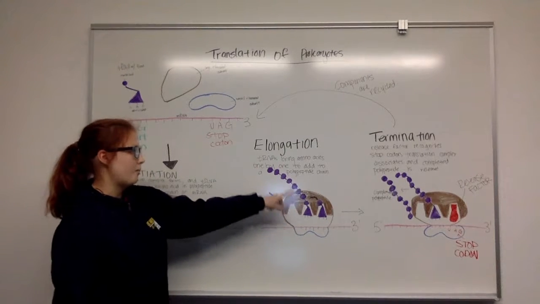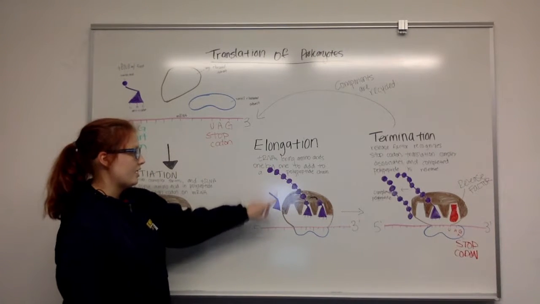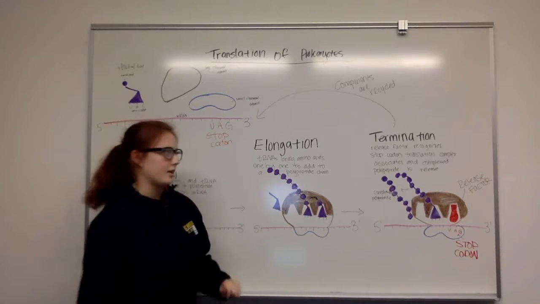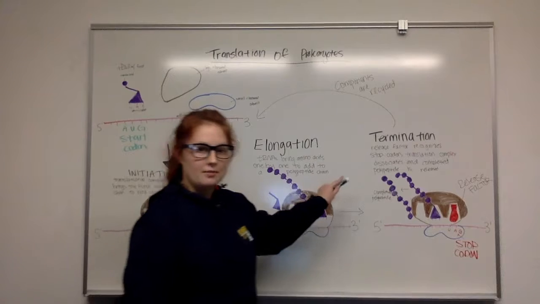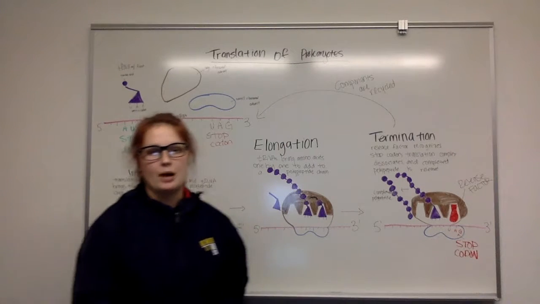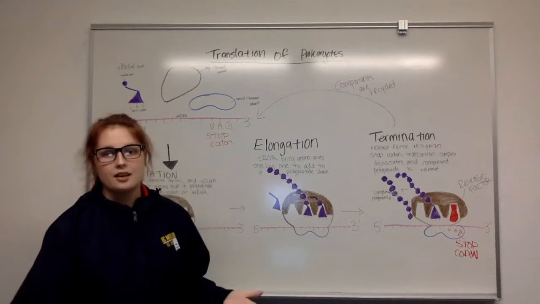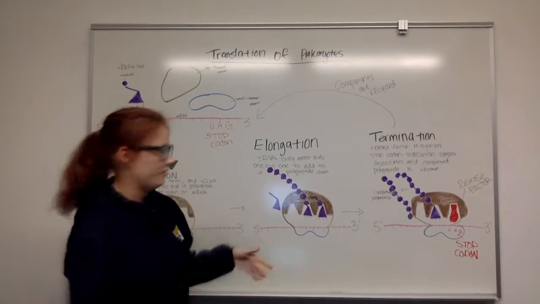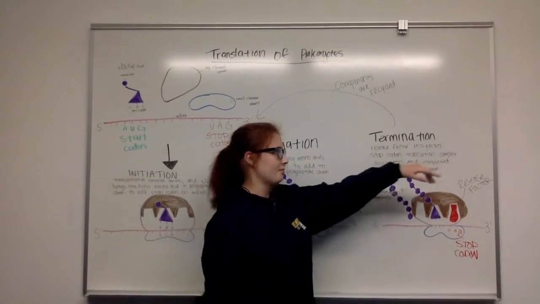And then once a polypeptide chain is formed, one by one, these are knocked out for each amino acid that is added. And then we have termination. And termination is just when this is the end of everything, basically. It's when it's going to be terminated, as you can see in the word termination.